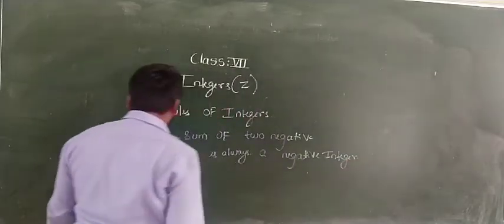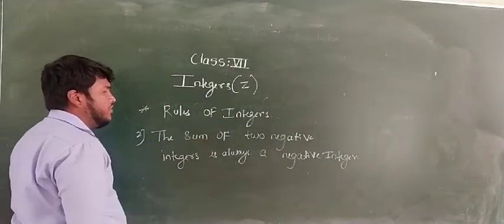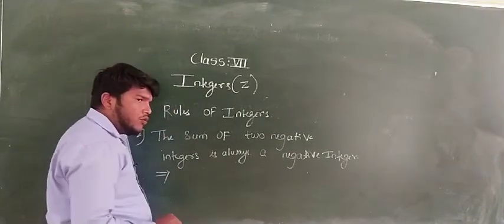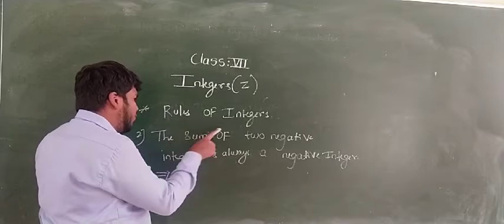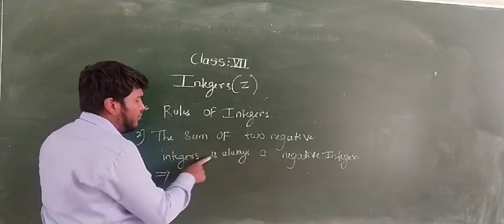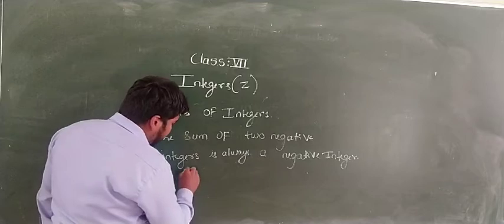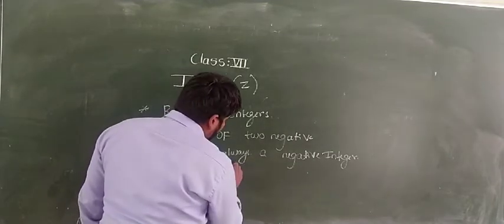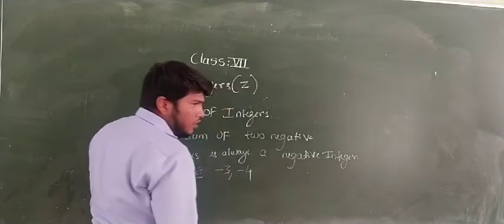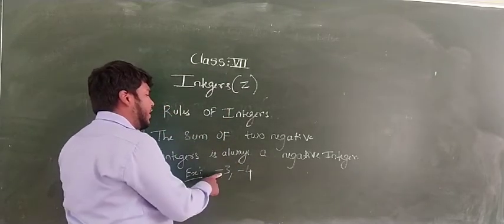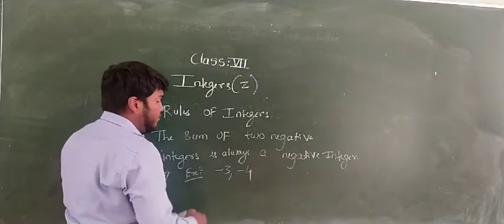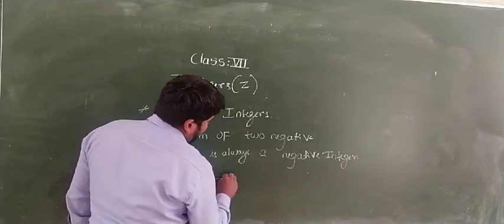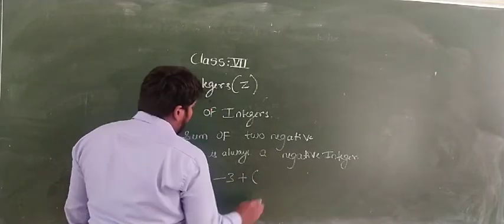Okay. So rule 2: the sum of two negative integers is always a negative integer. By solving the example you will come to know. So what do we mean by the sum of two negative integers? It is always a negative integer. For example, I take -3 and -4. This is one negative integer and one more integer we are having as -4. The sum of two negative integers is always a negative integer. So here -3 plus -7.